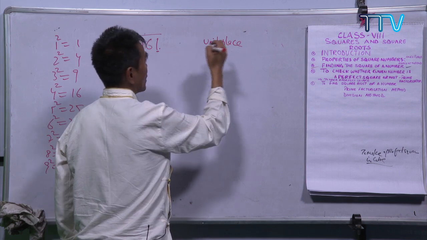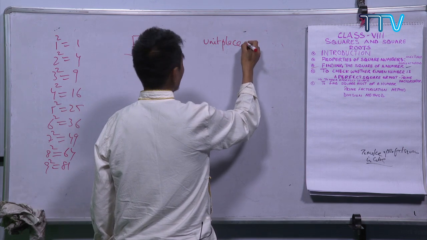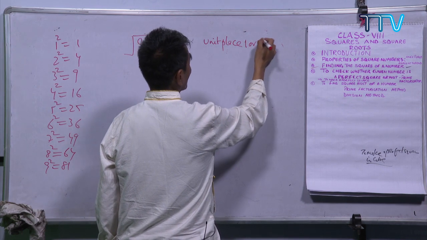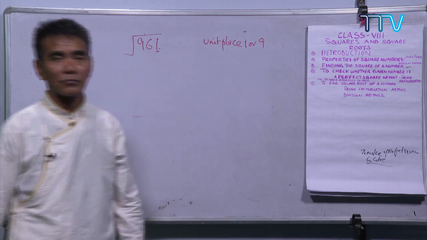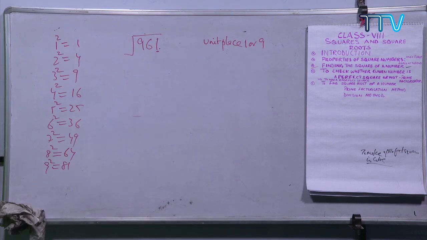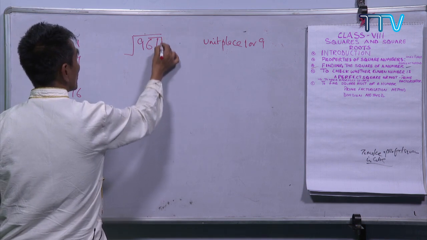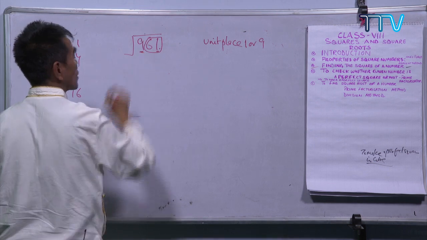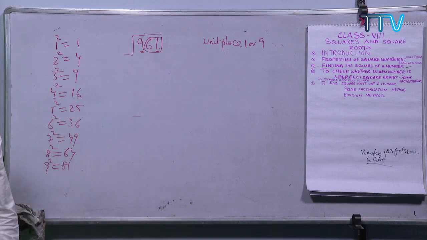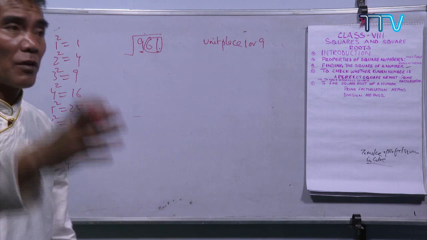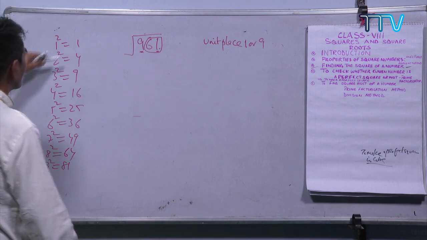Given a number, the square root's unit place is either 1 or 9. Okay, take the number 961. Suppose the unit place is 9. 9 is a perfect square.